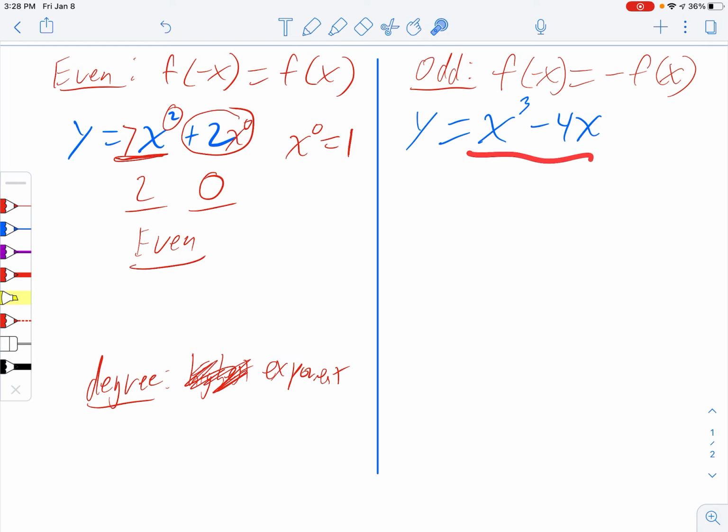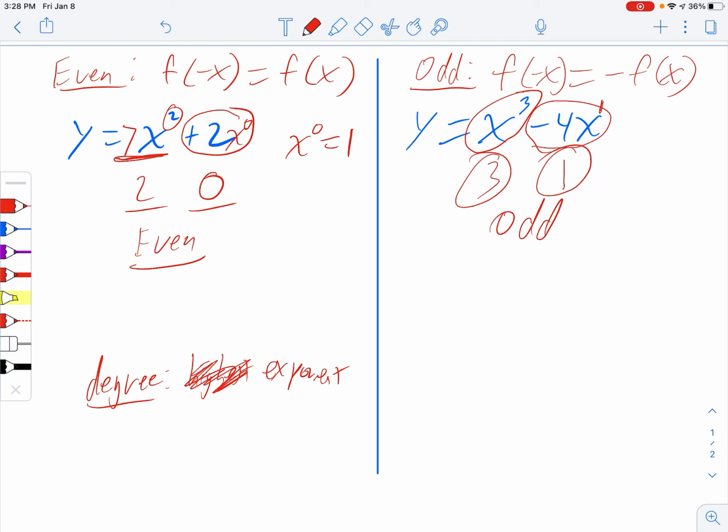Now let's look at this example. Let's look at the degree of each term. This one, the degree is 3 because the exponent is 3. This term, the degree is 1. Be careful. You don't see an exponent on the x, but it's there. There's an invisible 1 there. Think of x to the first power. You just don't usually write the 1, but it is still 1. So if both of these are odd numbers, which they are, the whole polynomial, the whole function is odd.